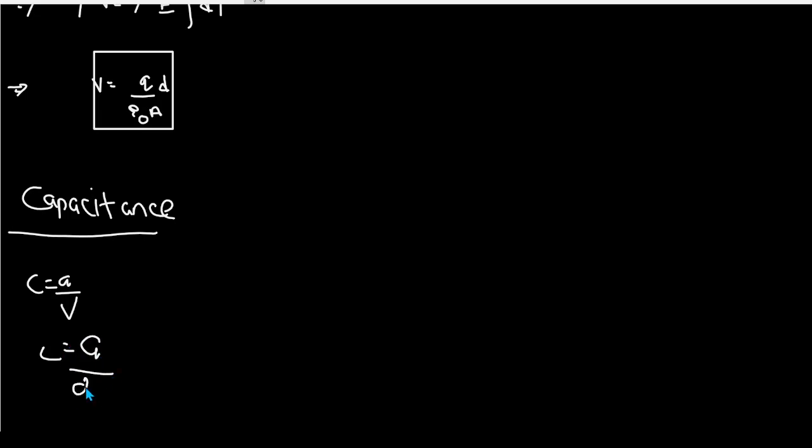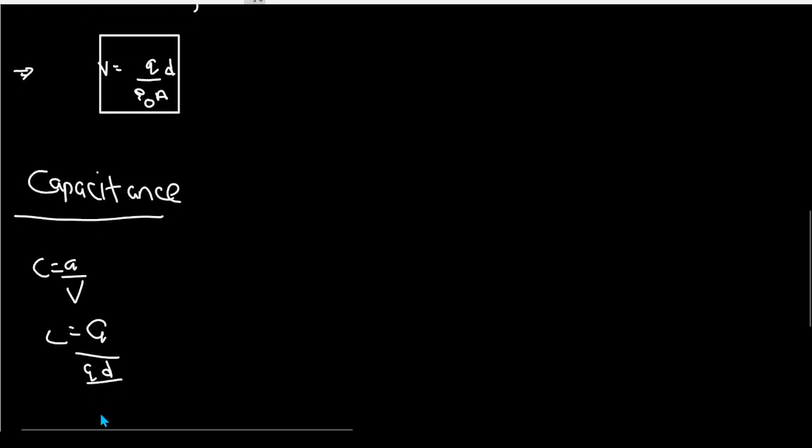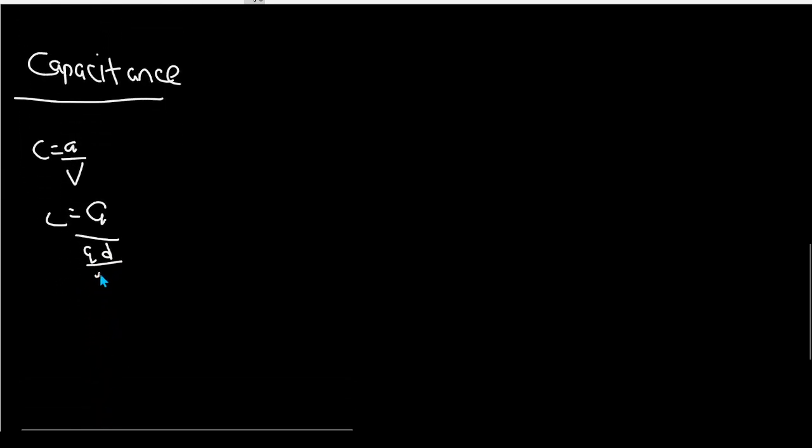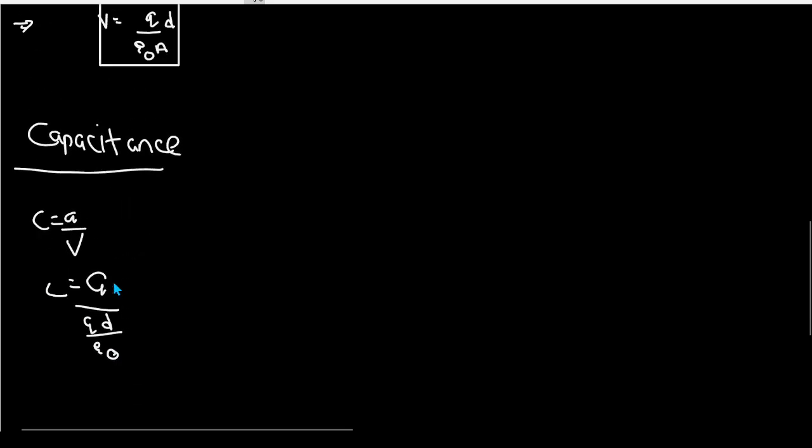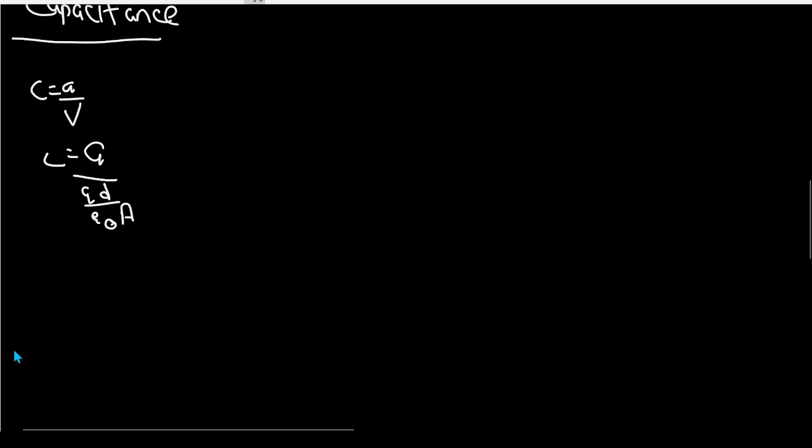as Q d divided by epsilon naught A. Then our capacitance can be written as C. So here, if I cancel Q and Q, C can be written as epsilon naught A by d.